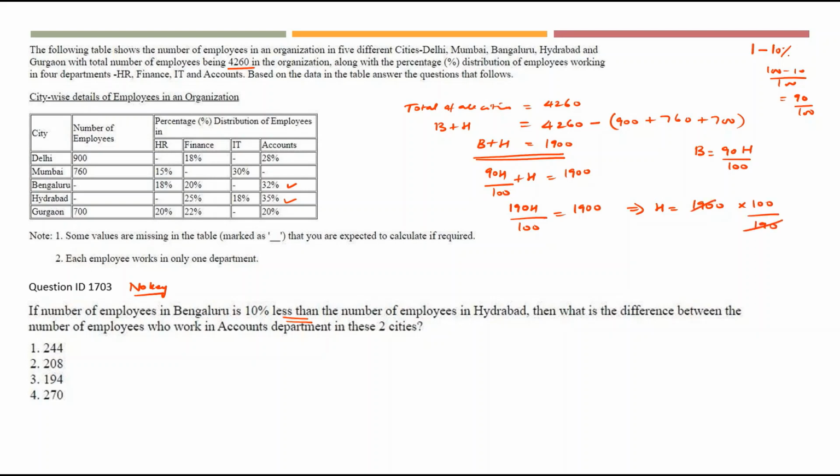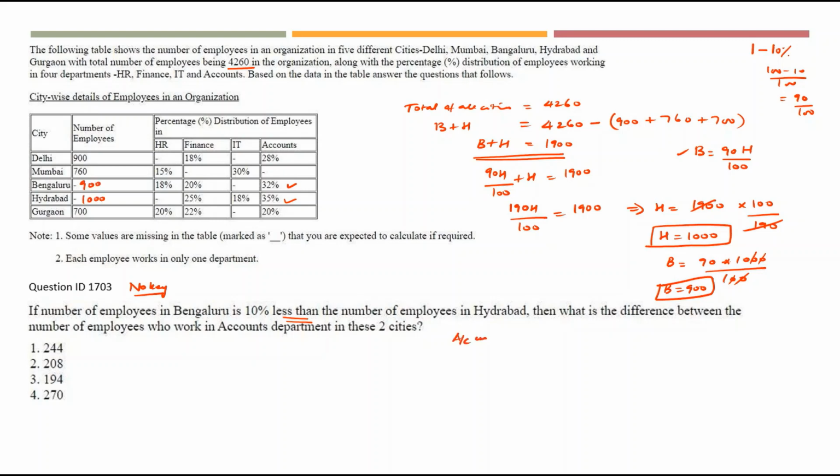So let me cancel 190. Hyderabad has a count of 1000 employees from this formula. So B is equal to 90 into 1000 divided by 100. Let me cancel 2 zeros and B will have a value of 900. So the total number of employees working in Bangalore will be 900 and in Hyderabad it will be 1000.